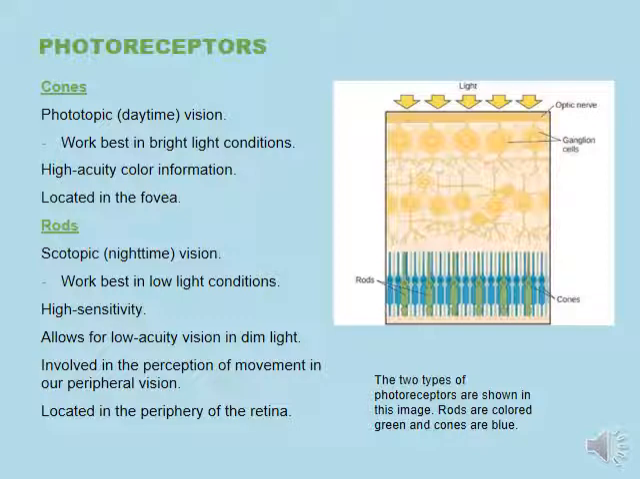Then you have the rods. So this is the scotopic, nighttime vision. Again, this works best in low light conditions. This is where even at nighttime you can still see. Even in really low light, you can still see and make out various shapes. High sensitivity allows for low acuity vision in dim light. So again, both of these are needed in order for you to see.